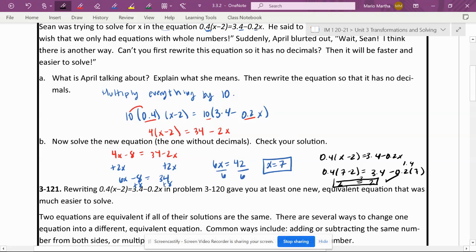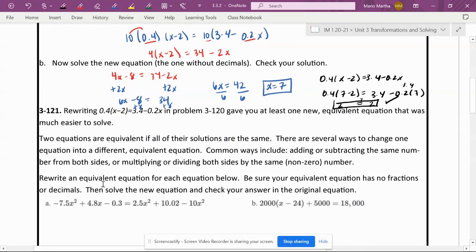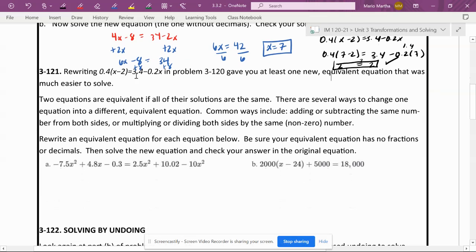All right, so let's look at question 3121. Rewriting 0.4 times (x - 2) equals 3.4 minus 0.2x. And problem 3120 gave you at least one new equivalent equation that was much easier to solve. It says two equations are equivalent if all the solutions are the same. There are several ways to change one equation into a different equivalent equation.